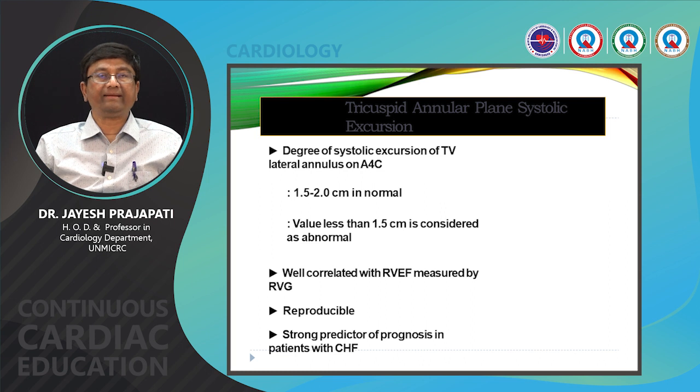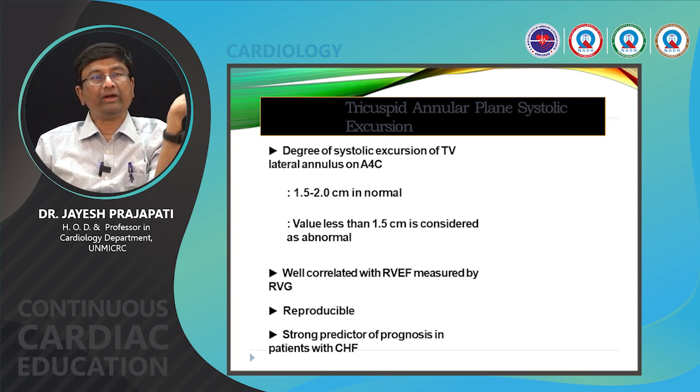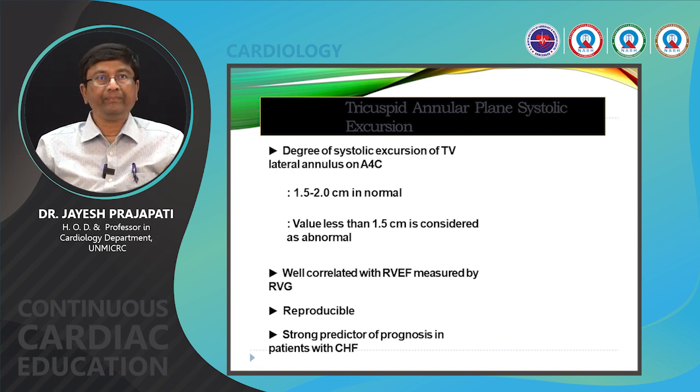Another is the TAPSE, tricuspid annular plane systolic excursion. RV contracts like this, so we have to see how this excursion goes. This gives a rough idea. TAPSE 1.5 to 2 is normal, and a value less than 1.5 is considered abnormal. It also correlates well with RV ejection fraction, is very easy to measure, reproducible, and a strong predictor of prognosis in CHF.